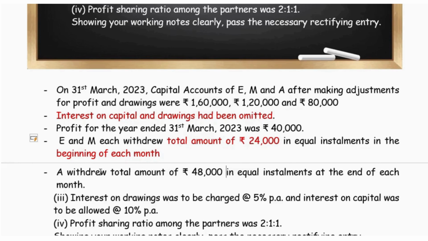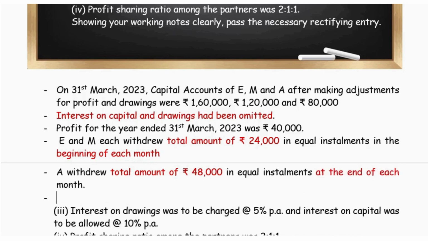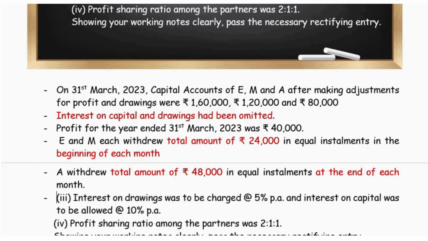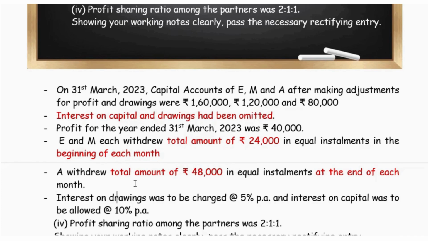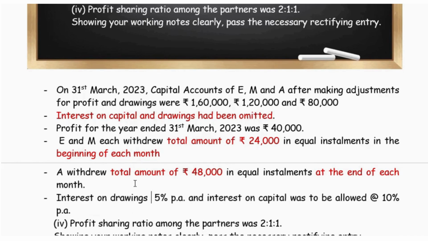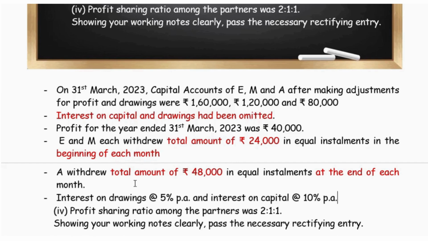It is the total drawings that has been given in the question. And the another partner A withdraws at the end of each month. The next partner has withdrawn at the end of each month, and we are given the interest on drawings. Interest on drawings is 5% and interest on capital is 10%, and these partners share their profits and losses in the ratio of 2:1.